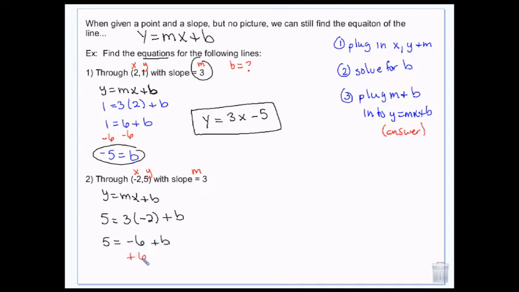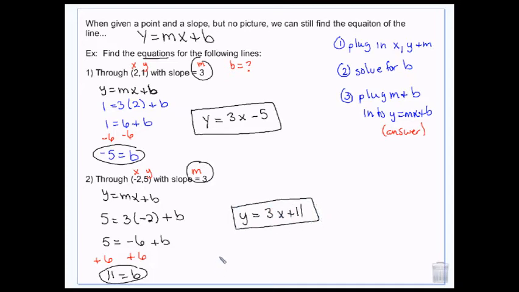And then I want to get rid of the -6, so I add 6 to both sides. 11 is b. And now once I have b and I have m, I can plug them in. And that is my final answer. Okay. So if we drew a picture of this line and we started at -2, 5, and then we gave it a slope of 3 and we drew the line, this would be its equation.